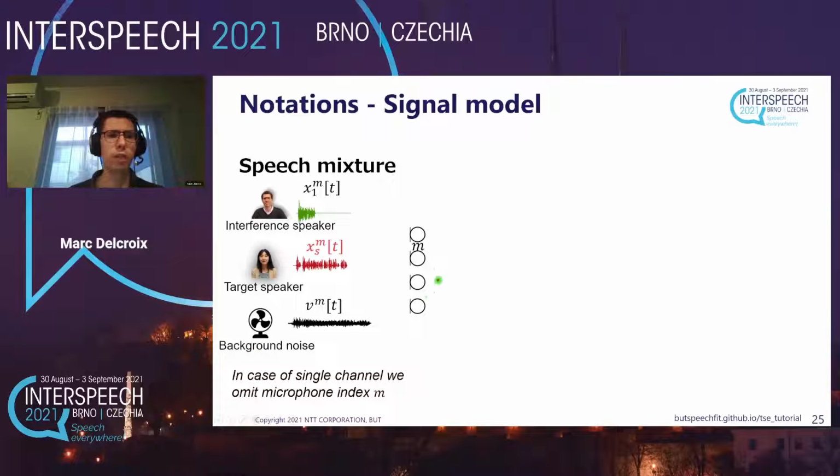And this will be recorded by, in general, a microphone array, where M is the index of the microphone. Actually, in many cases, we will use a single channel, a single microphone, and then we will omit the microphone index M.